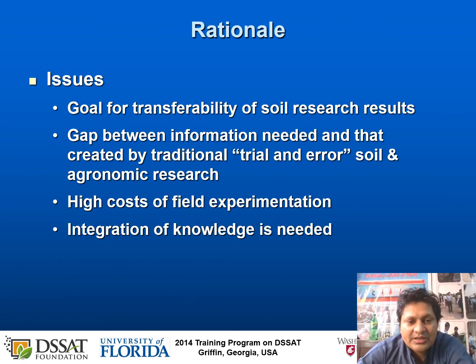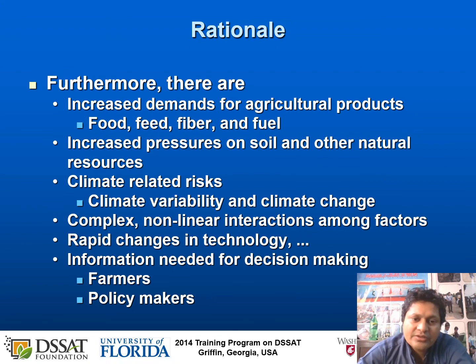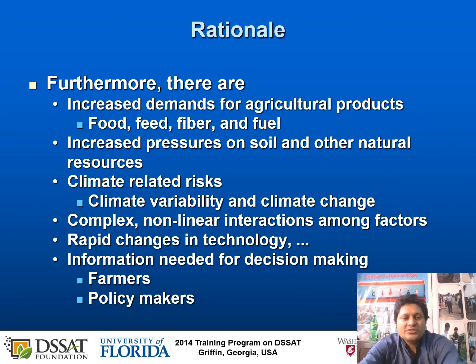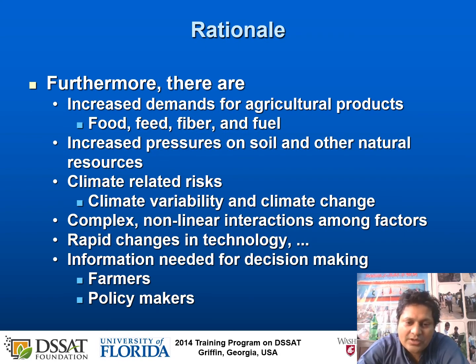Some issues and goals: transferability of soil research results, the gap between the information needed and that created by traditional trial and error, soil and agronomic research, high cost of field experimentation, and the integration of knowledge that is needed. Furthermore, there is increased demand for agricultural products, food, feed, fiber, and fuel, increased pressure on soil and natural resources, climate-related risk, climate variability, climate change, complex non-linear interaction among factors, rapid change in technology, and information needed for decision-making by farmers and policymakers.